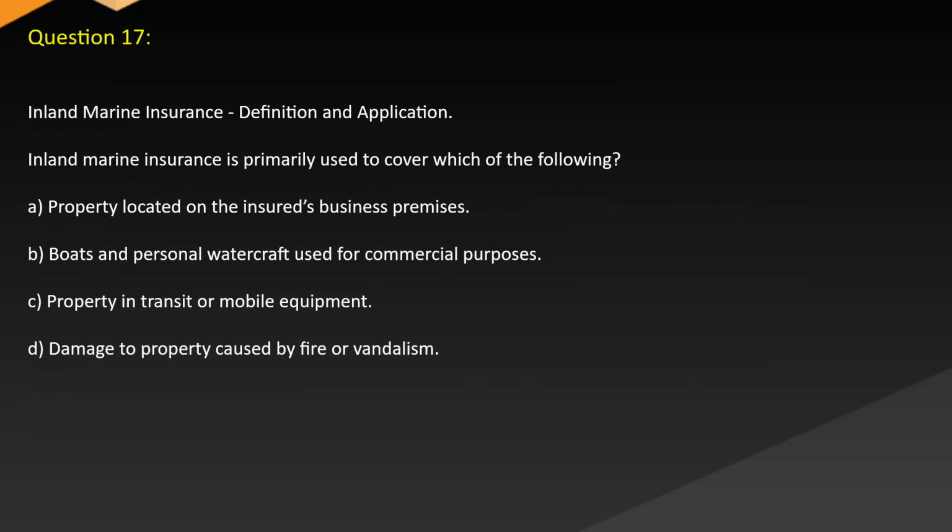Question 17. Inland marine insurance. Definition and application. Inland marine insurance is primarily used to cover which of the following: A. Property located on the insured's business premises. B. Boats and personal watercraft used for commercial purposes. C. Property in transit or mobile equipment. D. Damage to property caused by fire or vandalism.